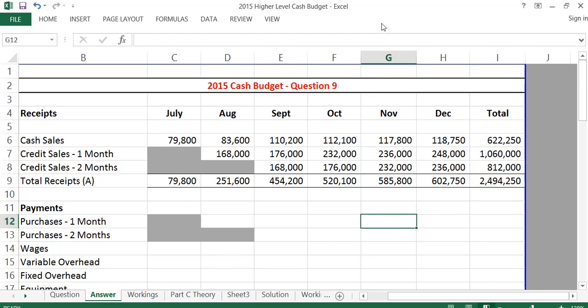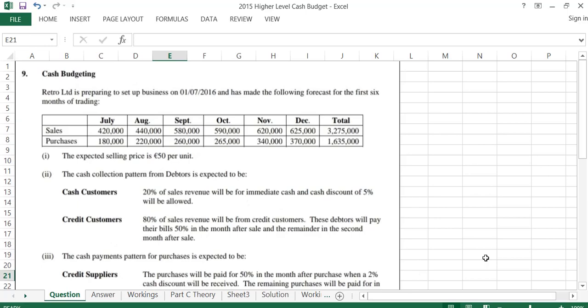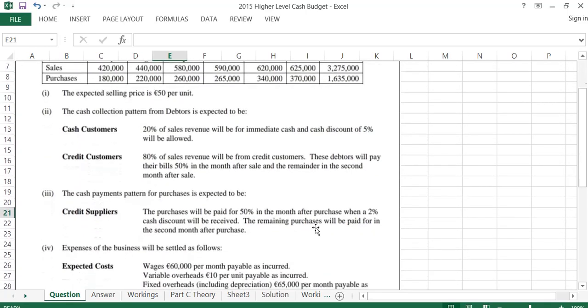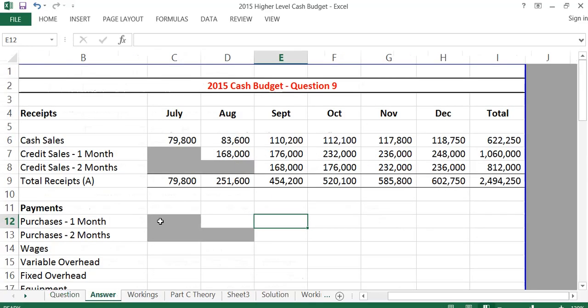Now my payments. Again, I can see from the question, it says with the payments that the purchases were paid for 50% in the month after purchase, when a 2% discount will be received, and the remaining purchases will be paid for in the second month after purchase. So there's no cash purchases. The purchases we make are paid for either 1 month later or 2 months later. So again, to fill these in, in July the company wasn't set up 1 month previously or 2 months previously, so again there'll be no figures going in there.